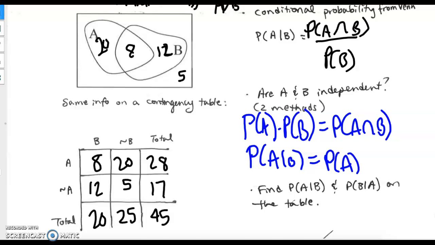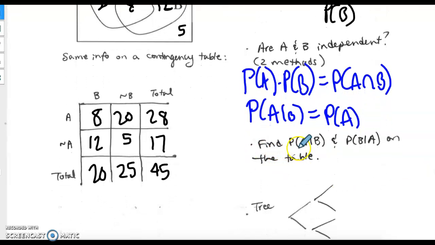So now if I want to find the probability of A given B from the table, so I'm giving you B. Here's the table. There's B, 20. So this calculation, probability of A given B, is only out of 20 because B only has 20. And of that group, I want to know in the table, what part of this is A? Well, there it is, 8 out of 20.